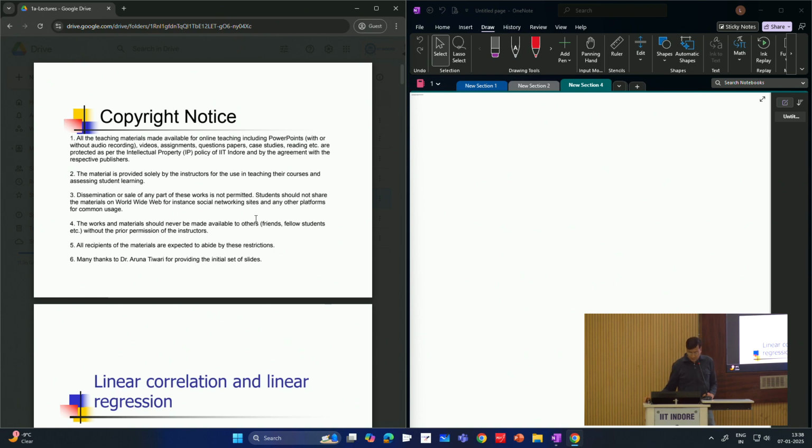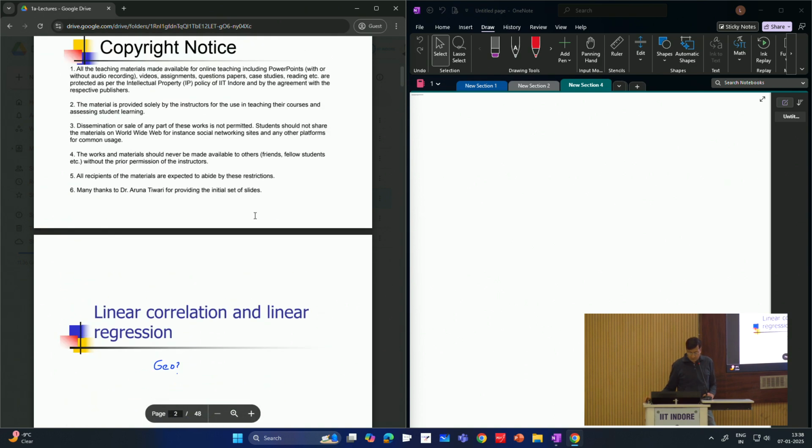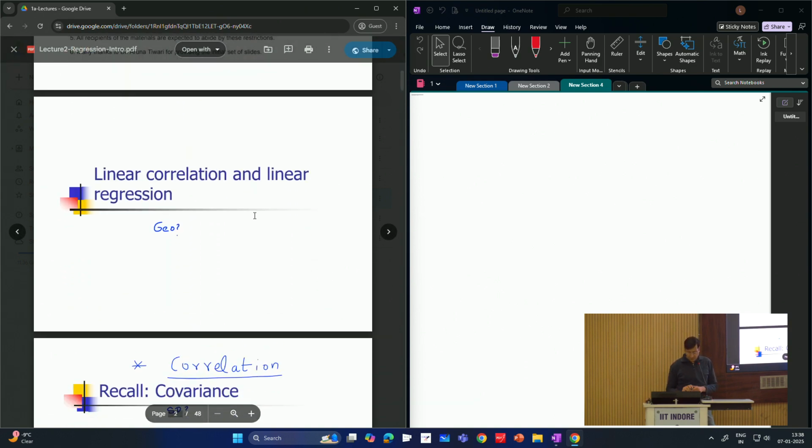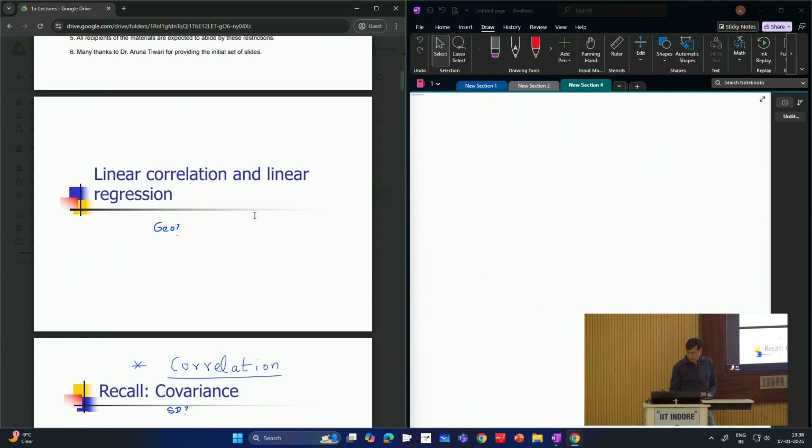All right. So we are starting linear regression and correlation. Like we said, this is part of the geometric model. Please don't talk when I'm talking. Finish your talking before I come, or when I give you time to work out, then talk.